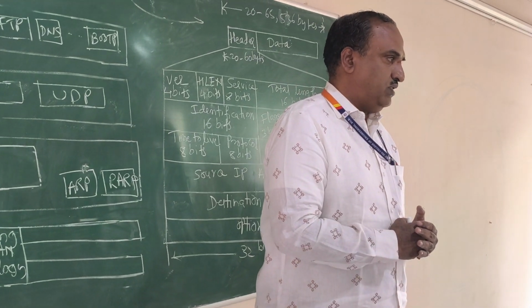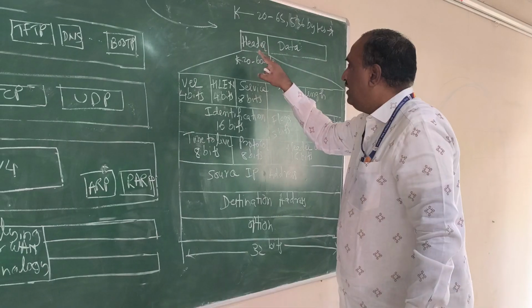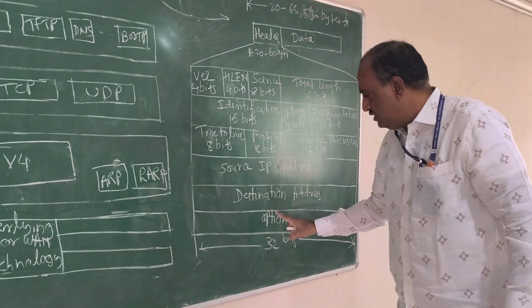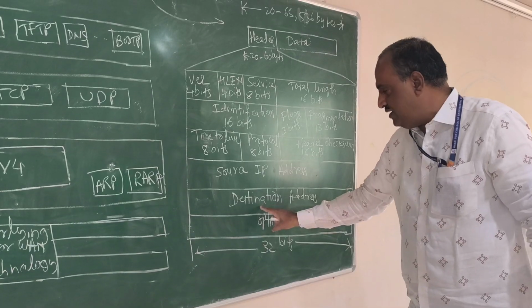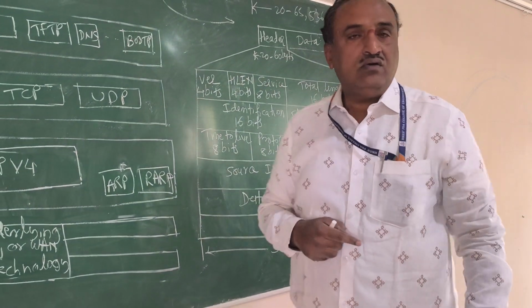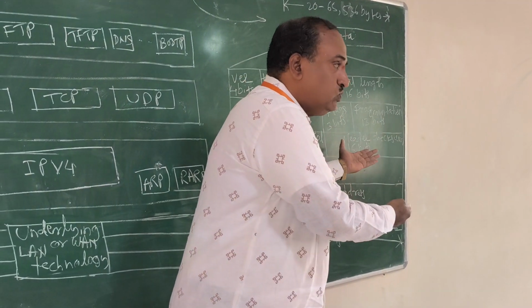Therefore, here in the IPv4 protocol, the header not only contains the source address and the destination address, apart from this, it contains so many other things.